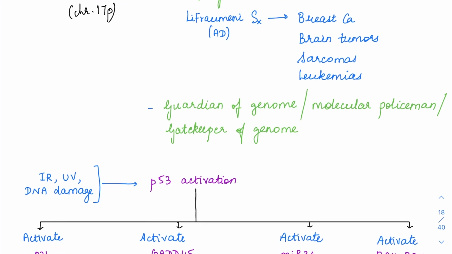I already mentioned the governor of the genome was the RB gene, while the guardian of the genome, the molecular policeman or gatekeeper of the genome, is going to be TP53. If they ask gatekeeper of the colonic neoplasia, it is APC. Gatekeeper of the genome is going to be TP53. So except for governor, all the names are going to be given for TP53.